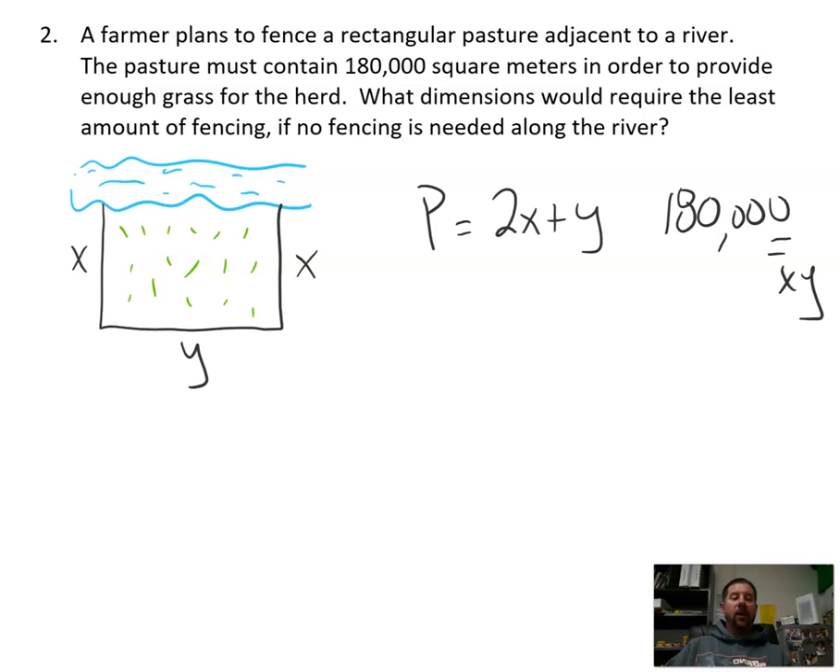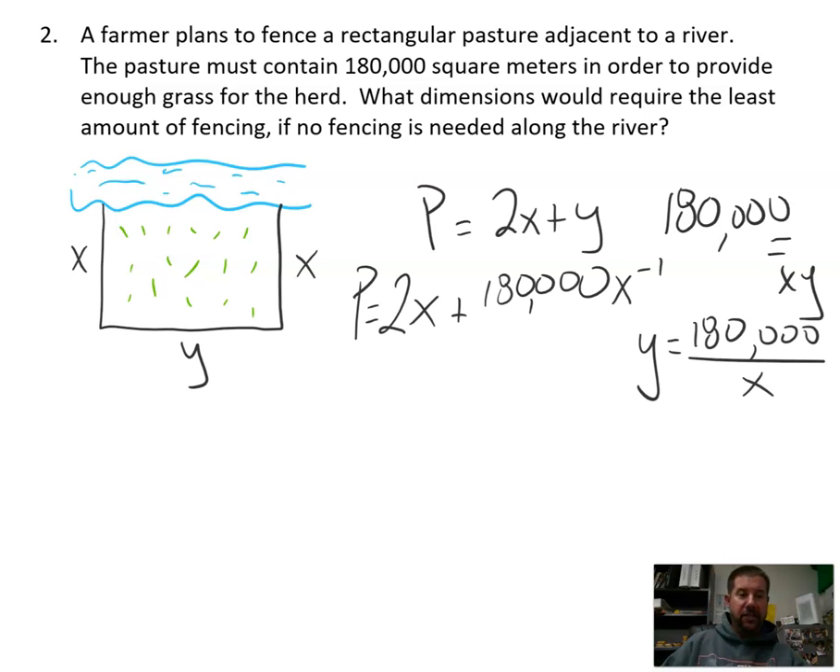All right. Now I want to use this to write my perimeter, my objective function, in terms of one variable. Okay, so I took my constraint here. My work's a little bit crazy. And I divided both sides by x to get y by itself. So I got 180,000 over x. And then I took and I plugged that in for y in my objective function. So p equals 2x plus, instead of y, 180,000 over x. And I wrote it as x to the negative first, since I'm going to have to take the derivative.